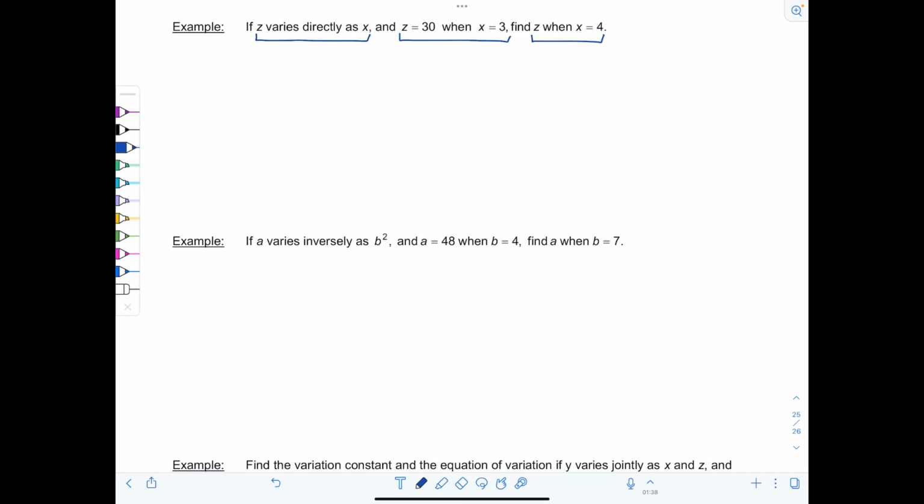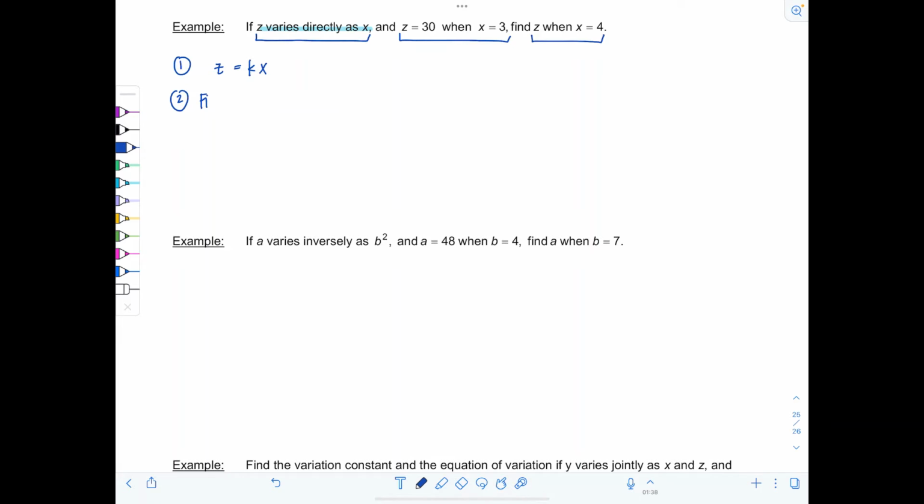We're going to go step by step. First step is write the generic model. So the problem tells me z varies directly as x. That means the generic model is going to be represented by z equals k times x because they vary directly. Okay, cool. Step 1's done. See, wasn't so bad. Now, next part, we need to find k.